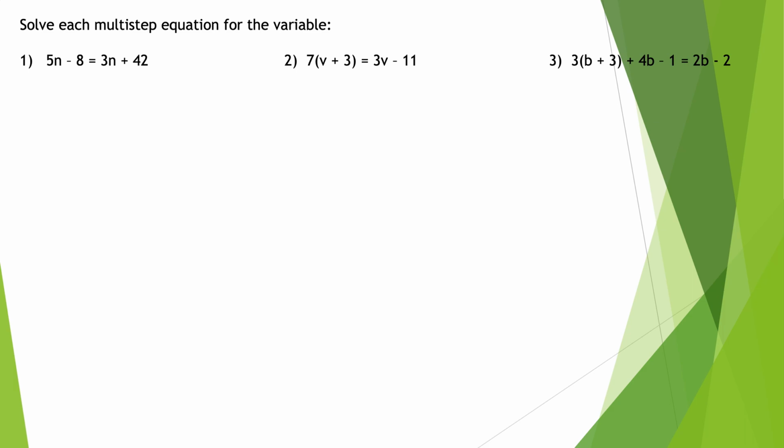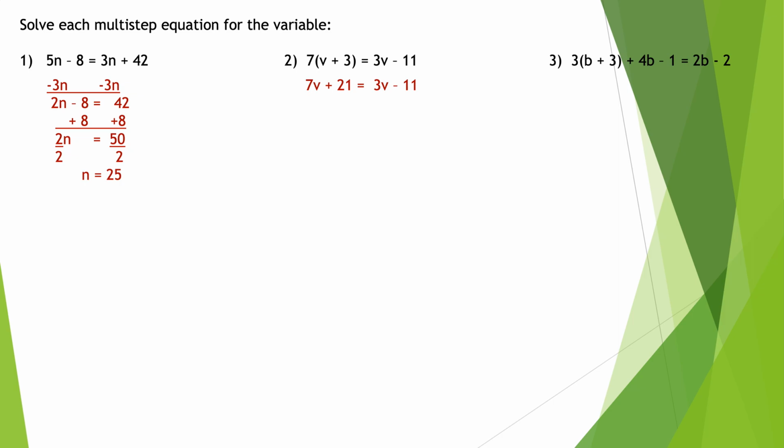Okay, looks like the time for stop and start has ended. Always start with the smaller number of n's. Minus 3n's from both sides. 2n minus 8 is 42. Adding 8 to both sides, 2n is 50. Dividing by 2, and ding, we get n is equal to 25. Nicely done. Distributing the 7.